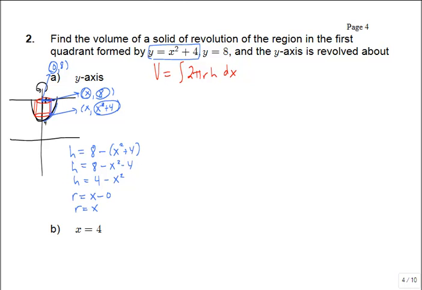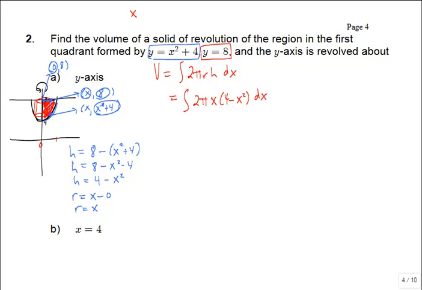So now we have our height and our radius, so let's plug them in. This is going to become 2 pi times the radius, which was x, times the height, which was 4 minus x squared. And then our bounds need to be x bounds. And remember, this should be the bounds for x of just the original region before we rotated it. So that was just this region in that first quadrant. And that obviously starts at 0 for x, and then we need to find out how far over this goes. And that's going to be determined by where this parabola intersects y equals 8. So where these two things are equal.